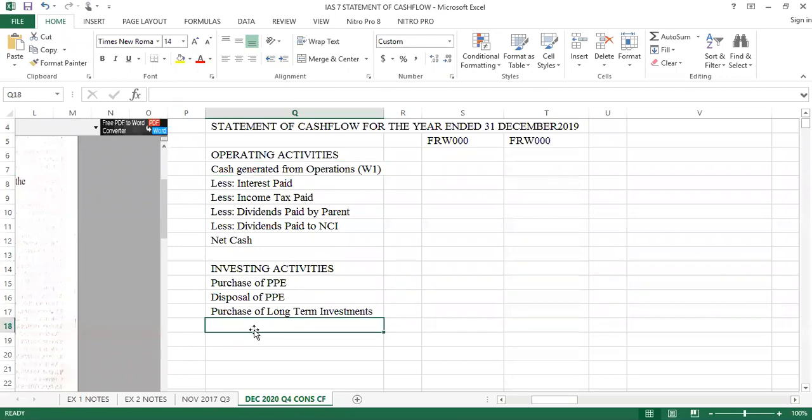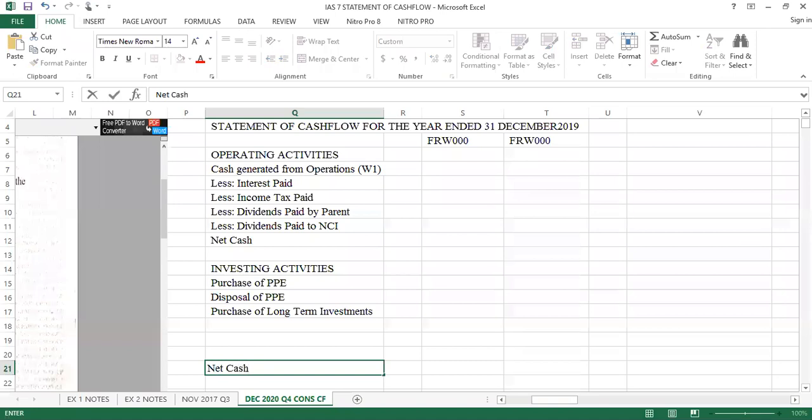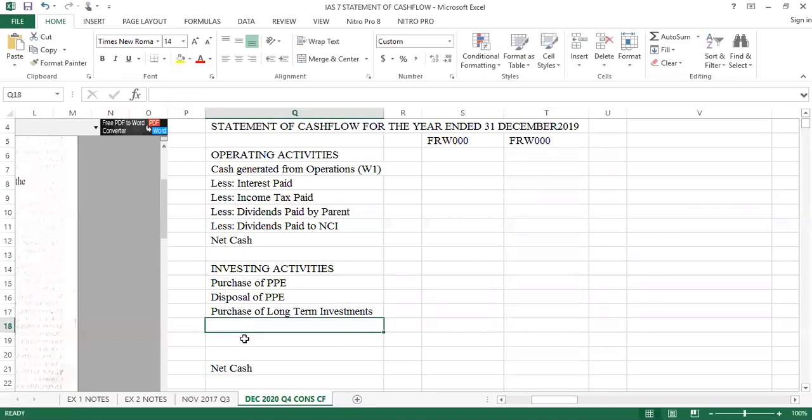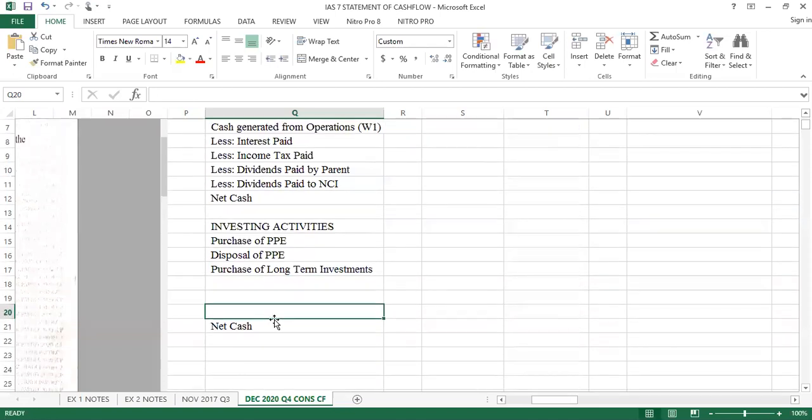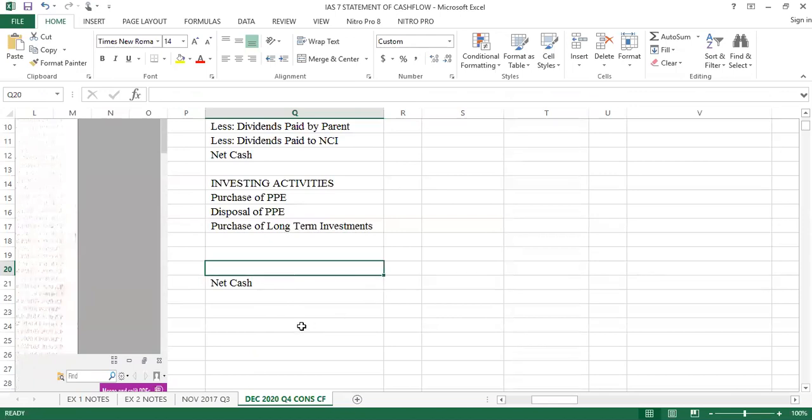So purchase of long-term investments. What else? If there is any, okay, I can leave some spaces because I'm not sure. Maybe let me leave 3 spaces because I'm not sure of other transactions, as we tackle them. What do we get? Net cash. Please, let's minimize our questions. I've not even started solving the question. What about intangible assets? That is why I've left spaces, please. Net cash.